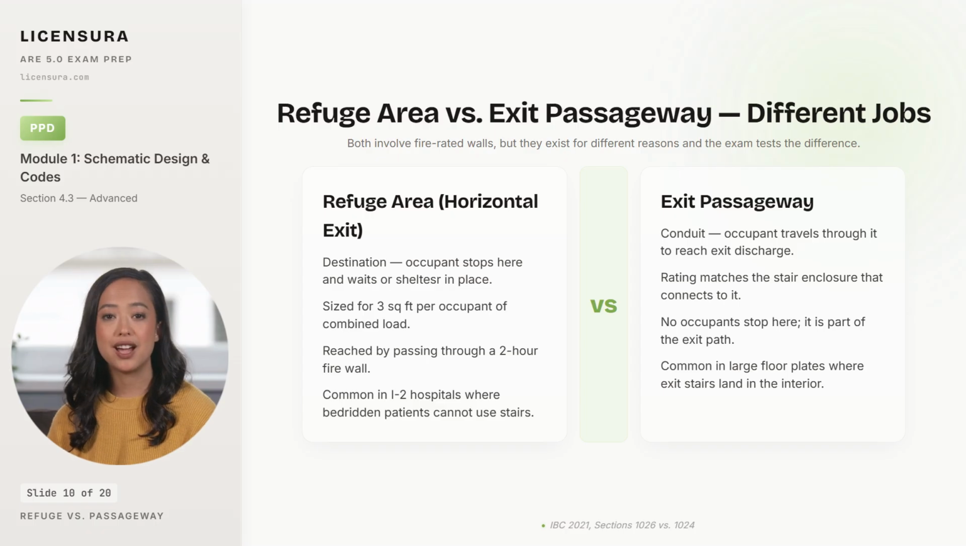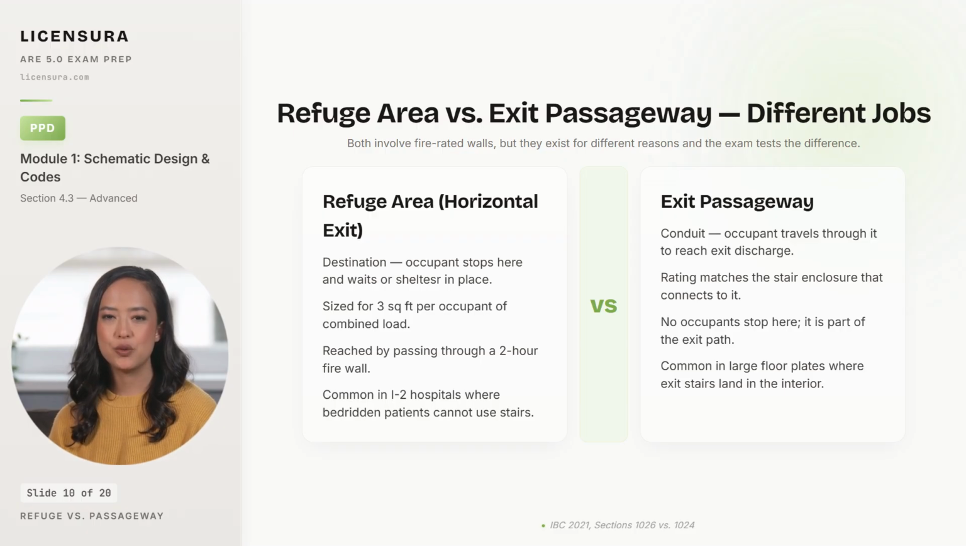The refuge area inside a horizontal exit and the exit passageway look similar on a floor plan. Both are fire-rated spaces, but they do completely different jobs. A refuge area is a destination. The occupant walks through the 2-hour firewall and stops, waiting on the safe side of the compartment until conditions allow further evacuation or until rescuers arrive.